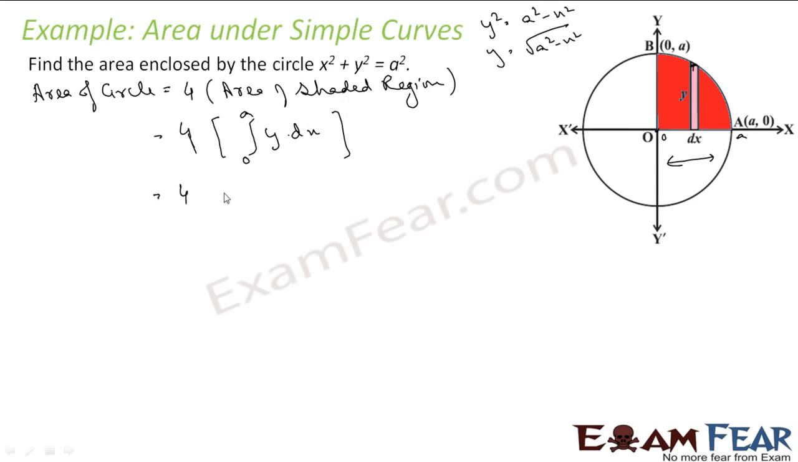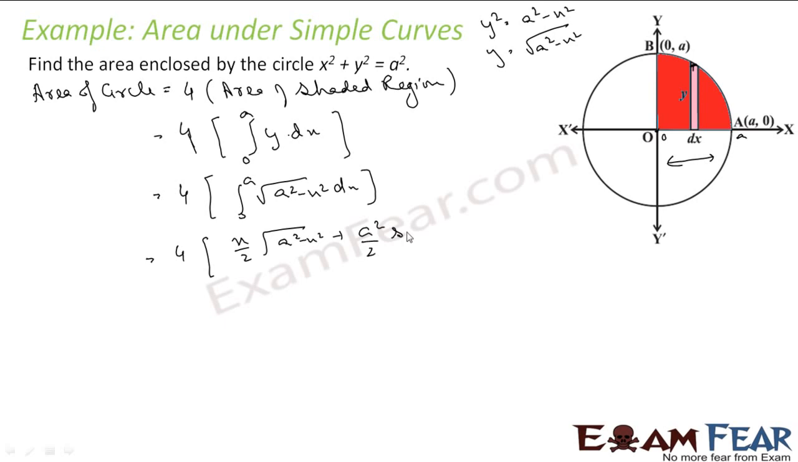So this becomes the integral from 0 to a, y becomes root of a square minus x square dx. Now let's integrate this. So 4 is anyway common, so this becomes x by 2 root a square minus x square plus a square by 2 sine inverse x by a, and x varies from 0 to a.